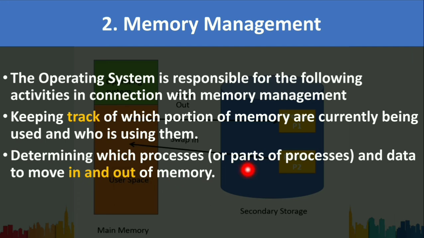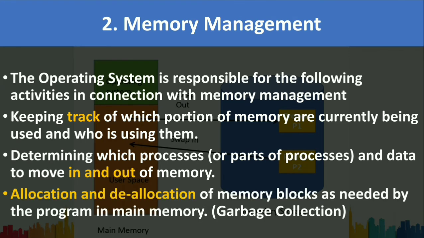Determining which processes and the data to move in and out of the memory. So here again, operating system should take care of the data. It should take the data from secondary memory to main memory, and again from main memory to secondary memory. This in and out data should be decided by the operating system based on the process.